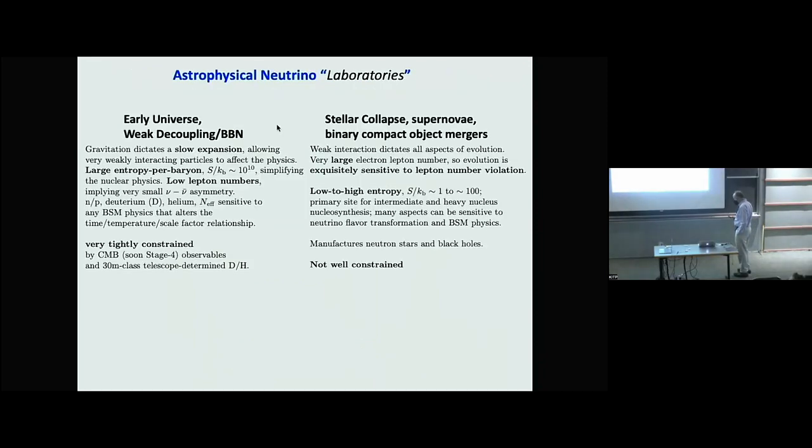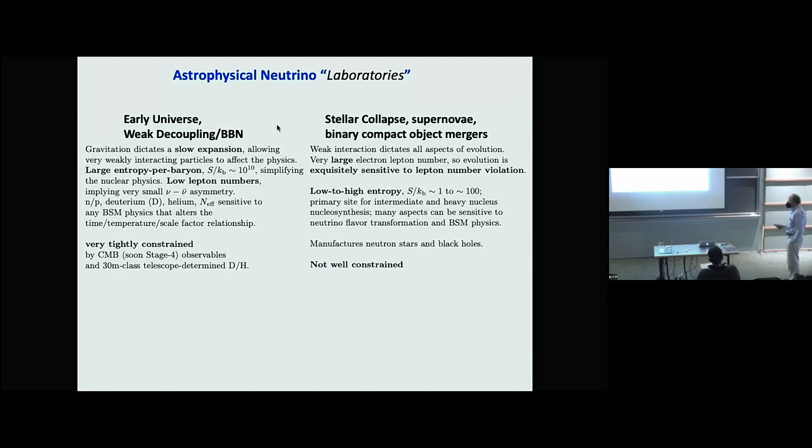So I'll talk about astrophysical laboratories for studying neutrino physics. Of course, a lot of people are familiar with this one, the early universe and weak decoupling and Big Bang nucleosynthesis. The really interesting feature of this laboratory is that gravitation dictates the expansion rate. Gravitation is weak, so the expansion rate is generally very slow. And that allows really weakly interacting particles to actually come into equilibrium or otherwise affect the physics. So that's the allure of this.